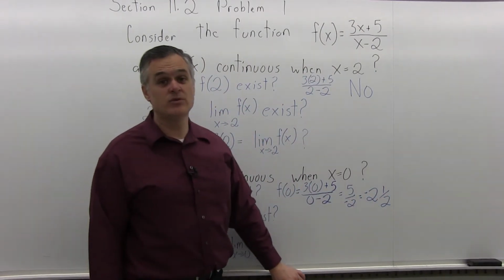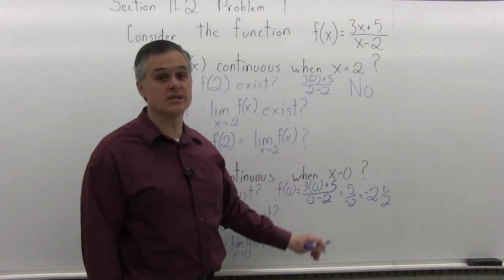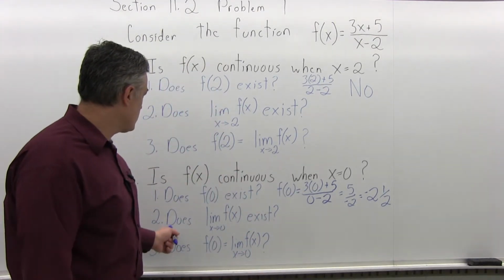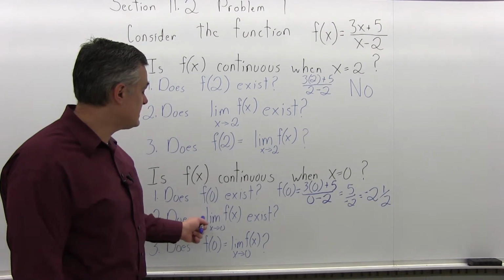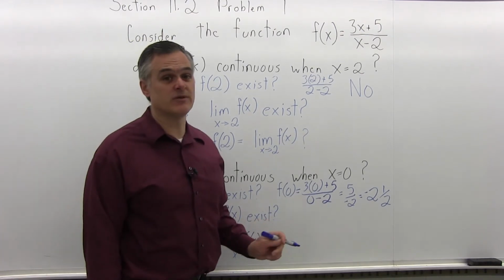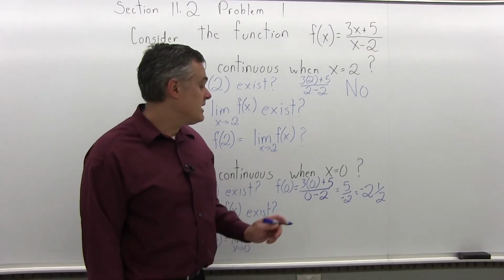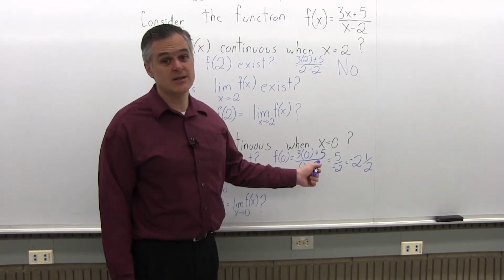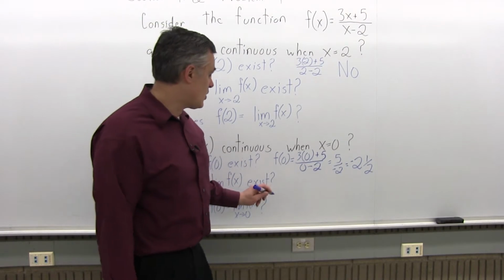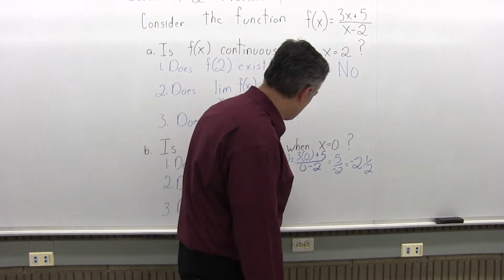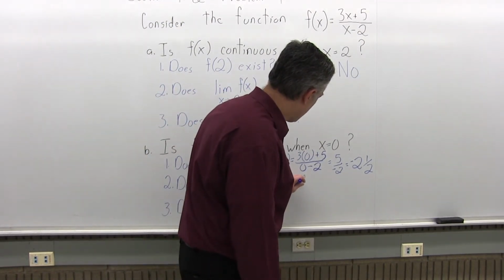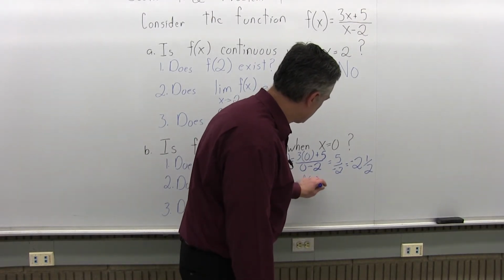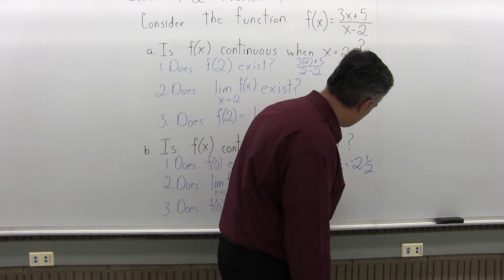Does f of 0 exist? Yes, it does. So the second question, does the limit as x approaches 0 for the function exist? And since we didn't have to do any factoring and we can plug in the 0, we can see that the limit does exist. So the limit of f of x as x approaches 0 equals negative 2.5.